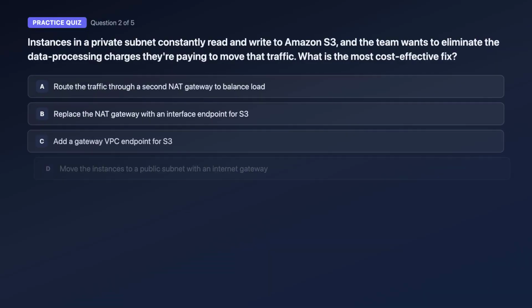Question 2. Instances in a private subnet constantly read and write to Amazon S3, and the team wants to eliminate the data processing charges they pay to move that traffic. What's the most cost-effective fix?